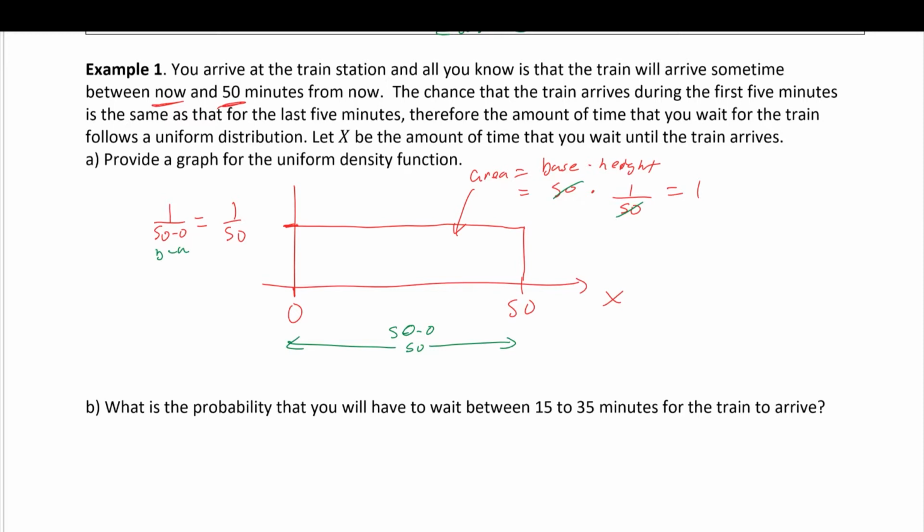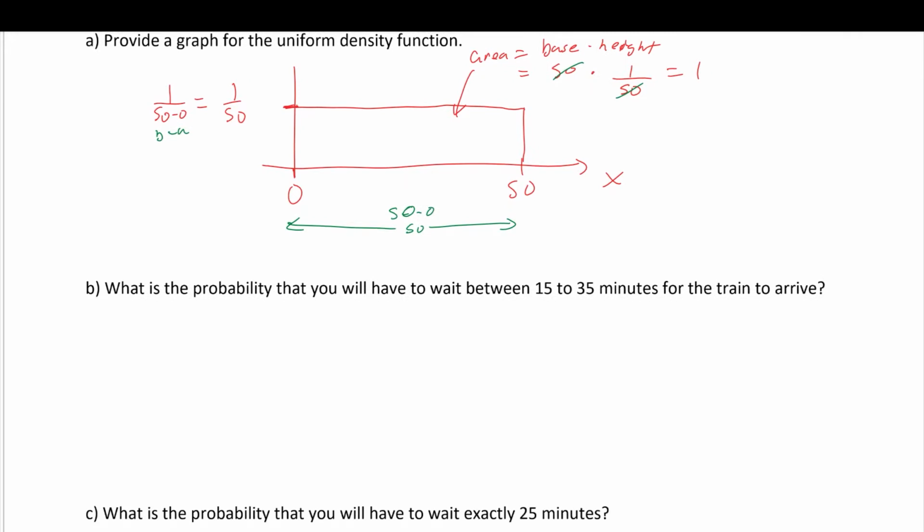For example, what is the probability that you will have to wait between 15 to 35 minutes for the train to arrive? So again, let's go ahead and draw this exact same picture. I don't want to write everything on the above because it'll get too cluttered here. We're going from 0 to 50. We know that the height here is 1 over 50. These are your x values.